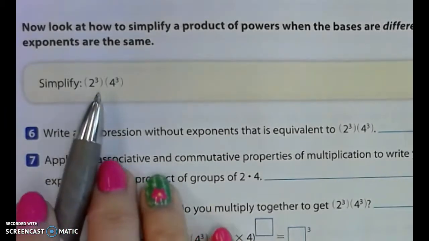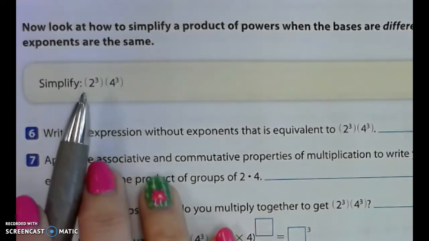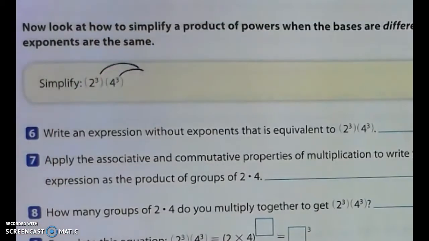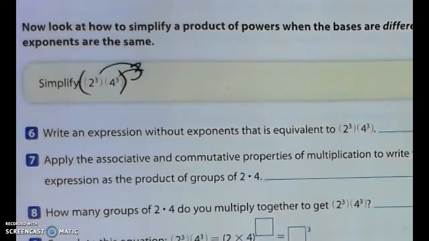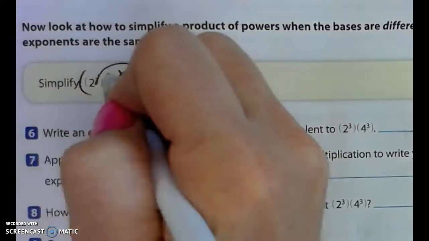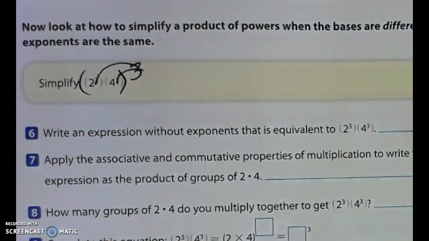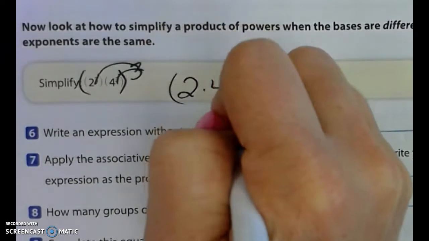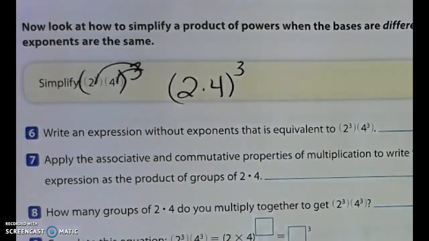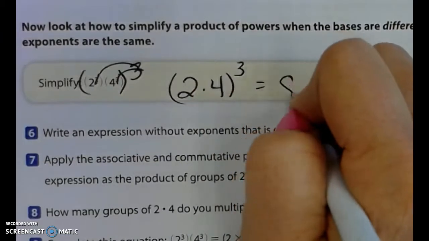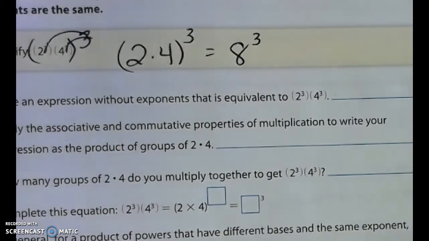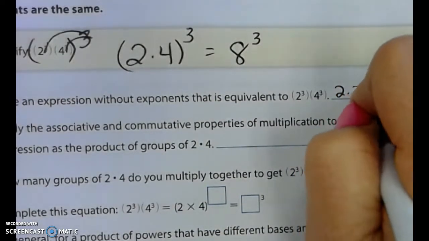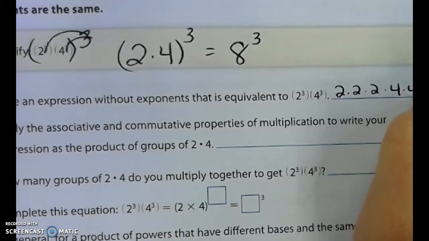Now, just like when I was showing you yesterday that you could distribute an exponent, you can also undistribute. If we pull these 3's back, put these in a group, and pull those 3's off, put them on the outside, you could get rid of them in here, and you would be left with 2 times 4 to the 3rd. And then, of course, you could just multiply 2 times 4 to get 8. If you were going to write this expression out, you would have 2 times 2 times 2 times 4 times 4 times 4.